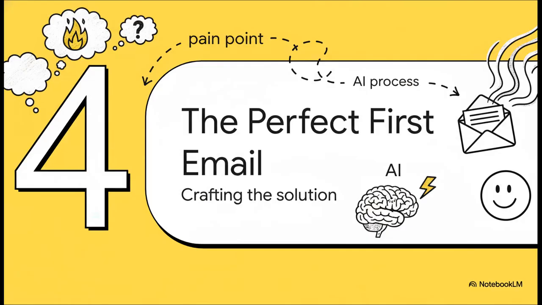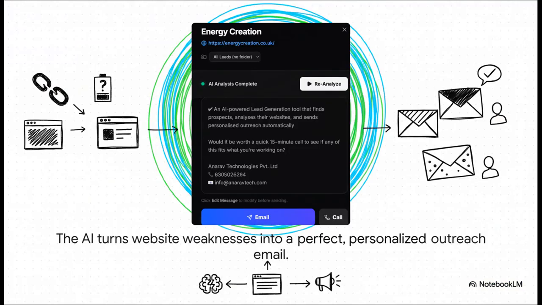All right, so you've got these incredibly specific pain points. Now what? What do you do with them? This right here is where the AI truly shines, by crafting the perfect first email. And there it is. The AI takes those exact weaknesses it just identified and flips them into a value proposition. It has automatically drafted an email that offers a direct solution. This isn't some generic, hey, I saw your website message. It's an incredibly specific, hey, I see you have these exact problems. And guess what? I have a tool that can help. This is personalization at a scale it's physically impossible for a human to do.